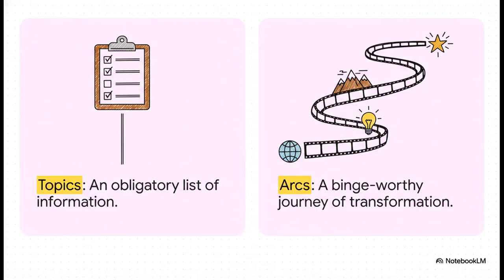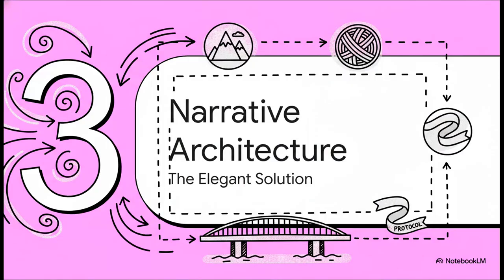And that leads to this huge shift in how we need to think. We have to stop presenting topics, which just feel like a checklist, an obligatory list of facts, and start building narrative arcs. We need to take people on a journey that promises some kind of transformation. It's the difference between a textbook you have to read for class and a Netflix show you literally cannot stop watching. And this brings us to the big reveal, the climax of our whole explainer here, the solution to all this noise. It's called the Narrative Architecture Protocol, or NAP for short. And it's the framework designed to do exactly what we've been talking about.